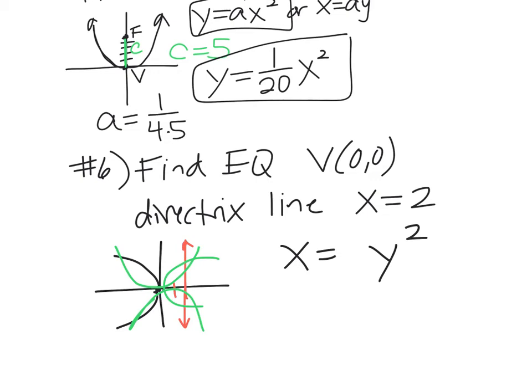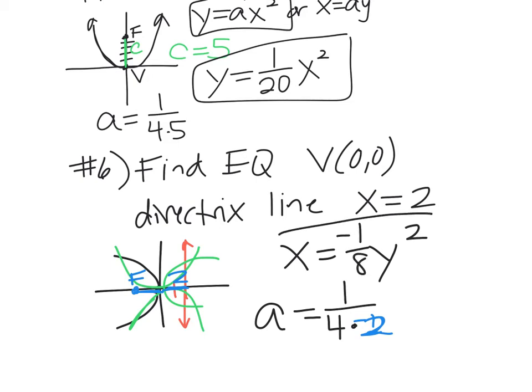All right, so a is equal to 1 over 4 times c. Well, what's c? c is the distance to the focus. This distance to the directrix was 2. The distance to the focus is going the other way. You might want to write -2. I know distance can't be negative, but we know it's opening to the left. And so my answer would be x equals -1/8 y squared.